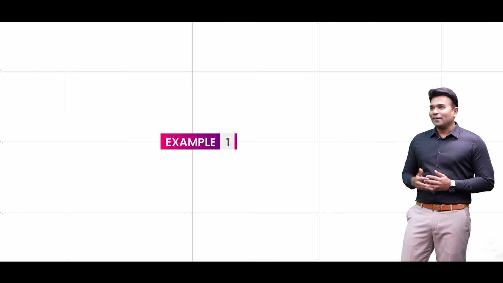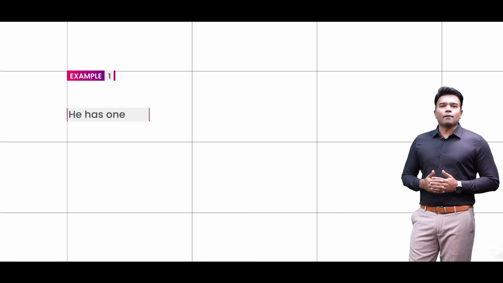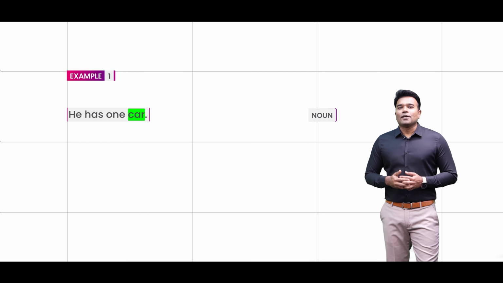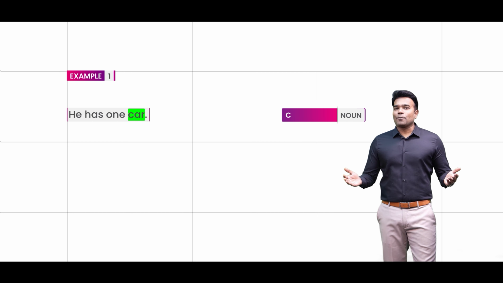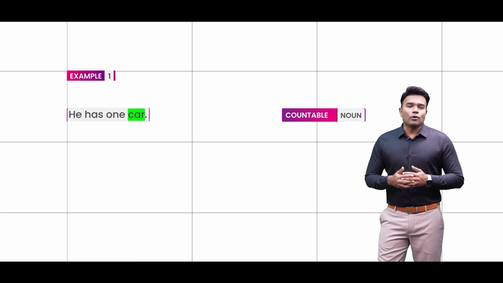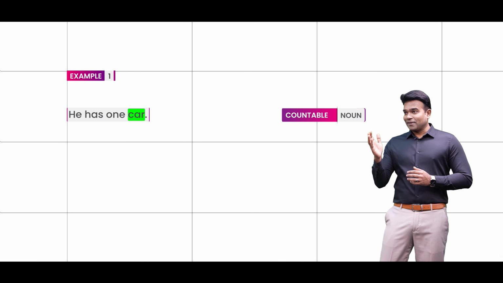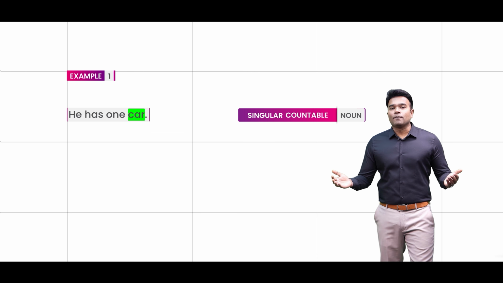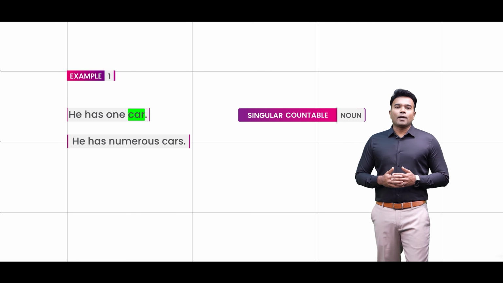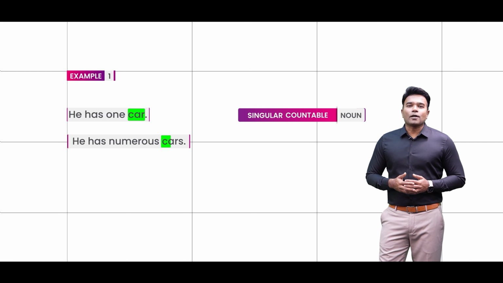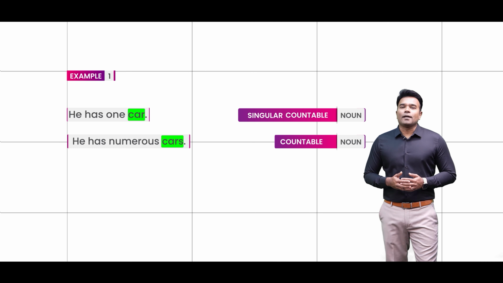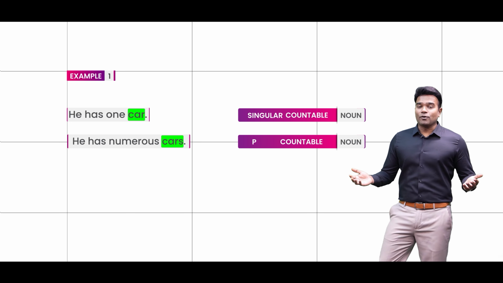Have a look at this sentence. He has one car. Obviously, in this sentence, the word car happens to be the noun. Not just is it a noun, it happens to be a countable noun. I'm sure you are noticing that we are just referring to one car, and hence the word car is a singular countable noun. But have a look at this sentence: he has numerous cars. In this sentence as well, the word cars is a countable noun, but it is not a singular countable noun, rather it is a plural countable noun.